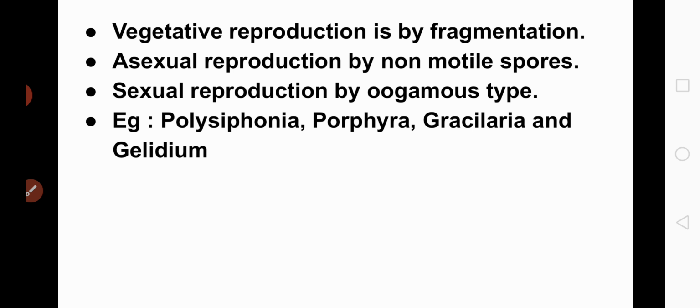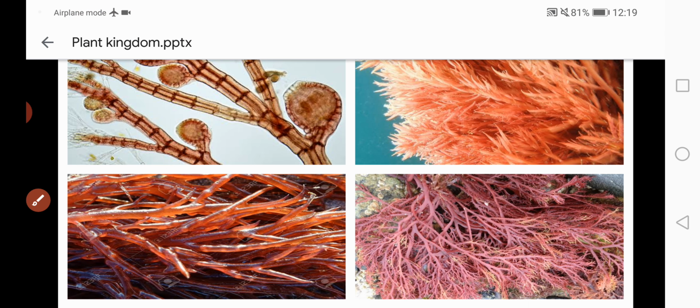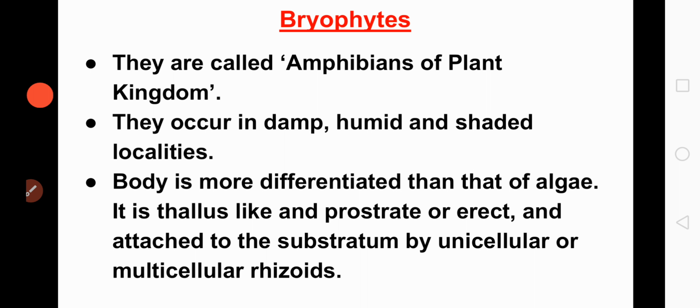And examples of red algal members are Polysiphonia, Porphyra, Gracilaria, and Gelidium. So this is Polysiphonia, Porphyra, Gracilaria, and Gelidium. These are the examples of class Rhodophyceae, red algae. Understood? Okay, coming to the next group of the plant kingdom, that is bryophytes.